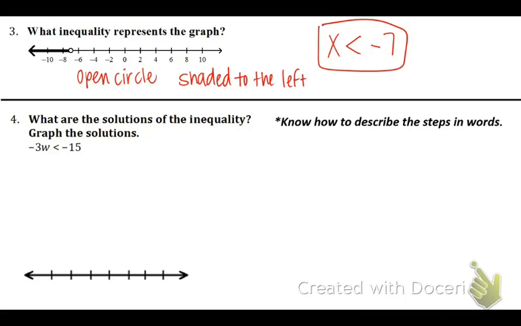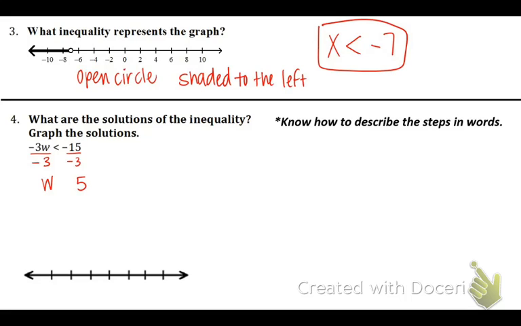For number 4, we have the inequality -3w is less than -15. We need to figure out the solutions, we need to graph the solutions, and we need to know how to describe the steps in words. So first of all, let's identify the operation between the -3 and the w is multiplication, so we should divide by -3 on both sides. The number on the right that we get, -15 divided by -3, is +5.